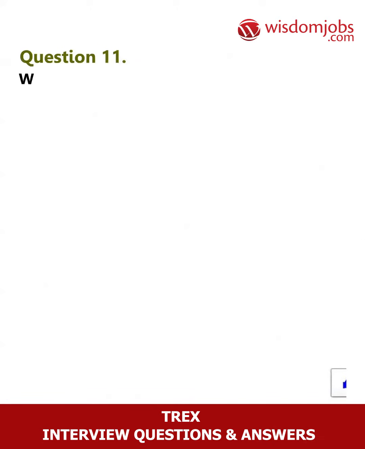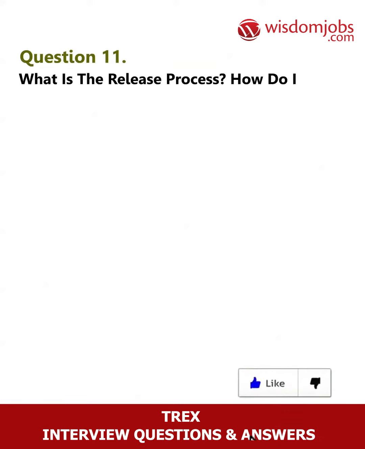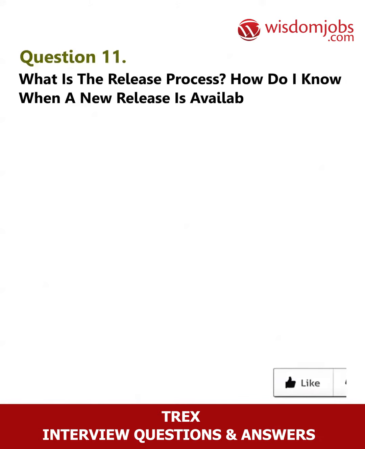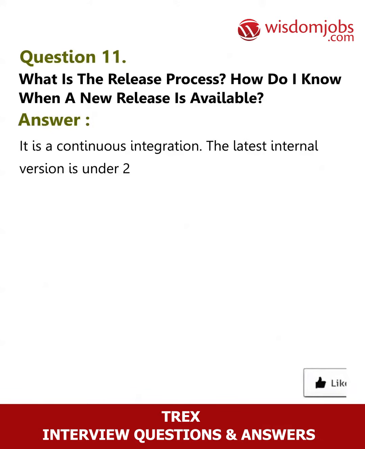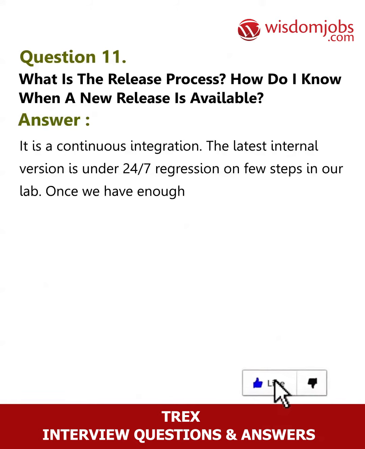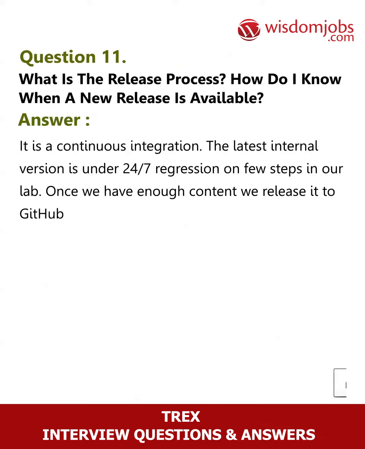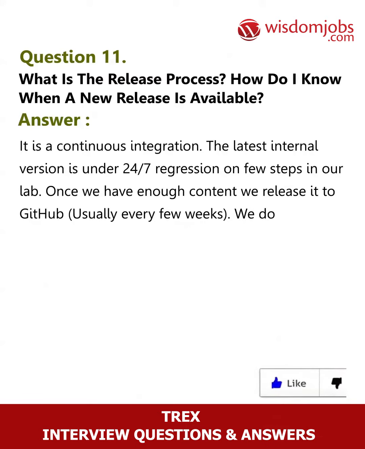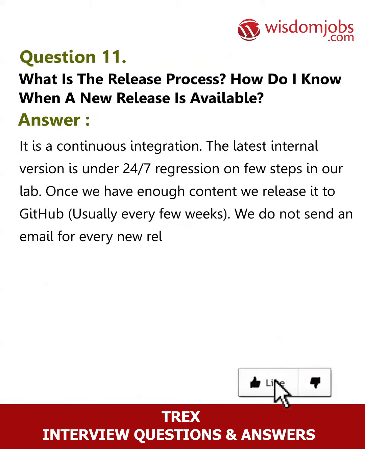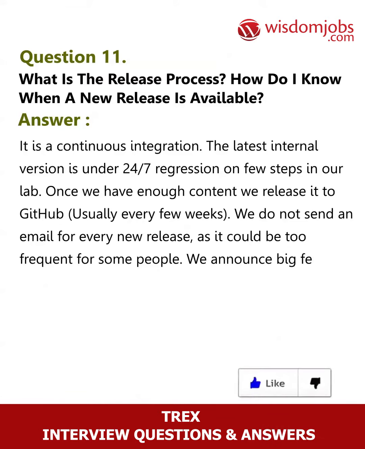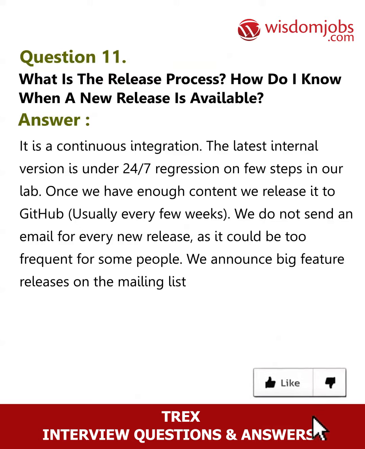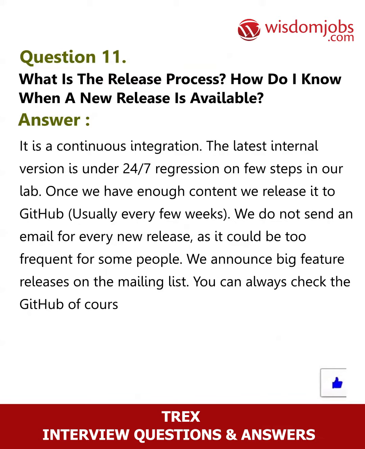Question 11. What is the release process? How do I know when a new release is available? Answer. It is continuous integration. The latest internal version is under 24/7 regression on a few setups in our lab. Once we have enough content, we release it to GitHub, usually every few weeks. We do not send an email for every new release, as it could be too frequent for some people. We announce big feature releases on the mailing list. You can always check the GitHub, of course.